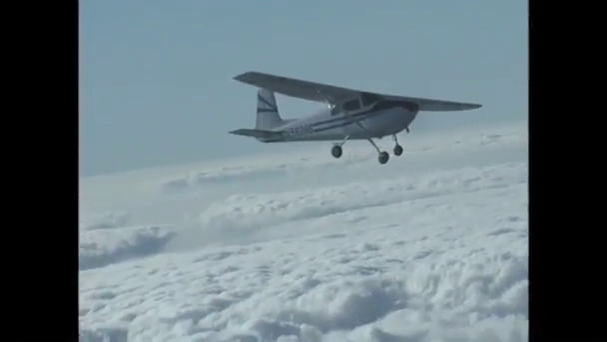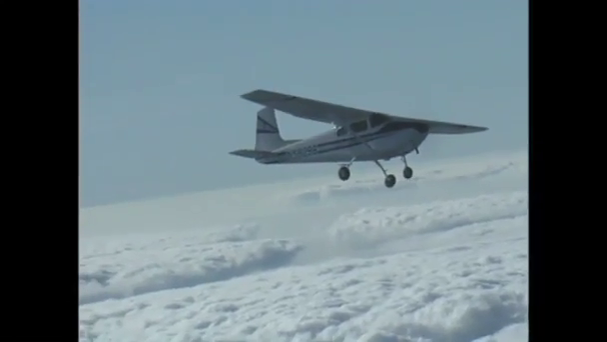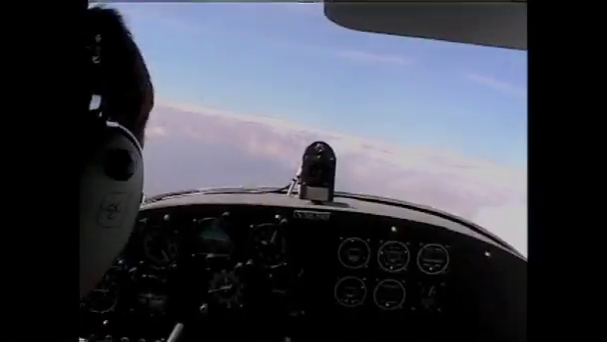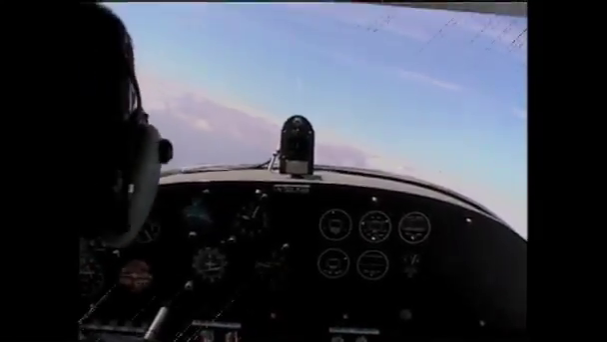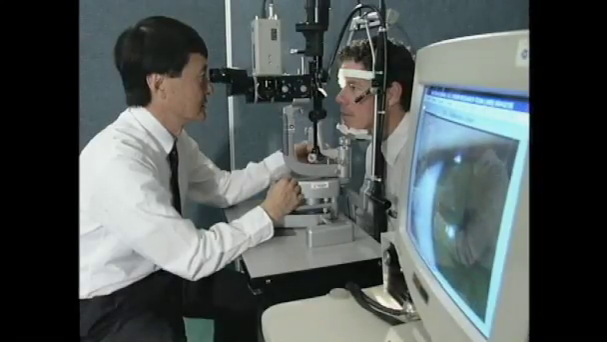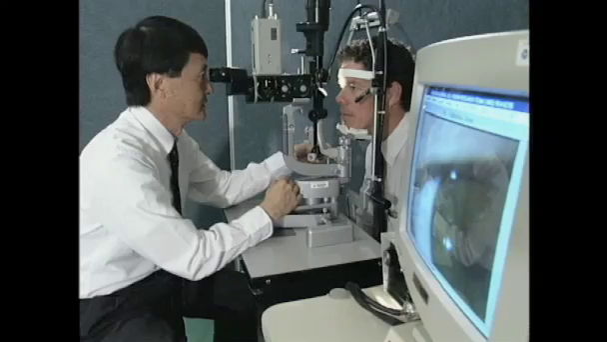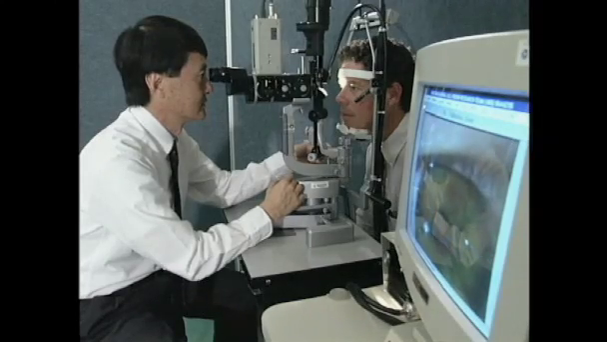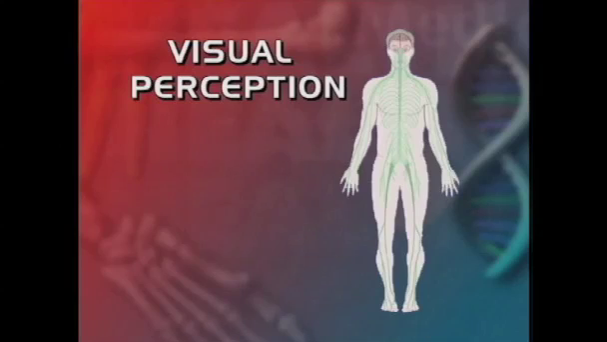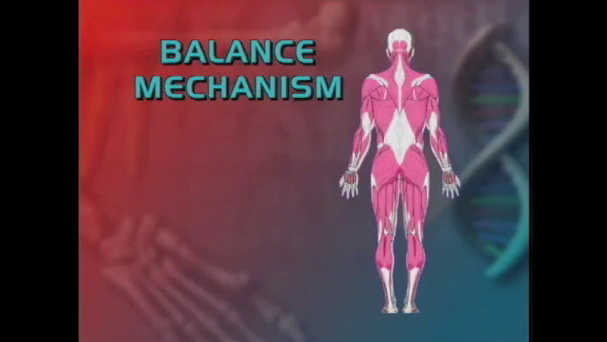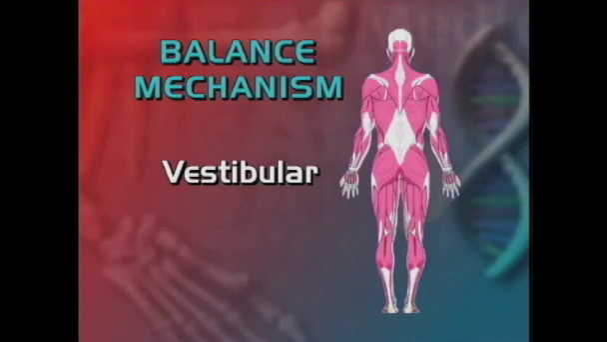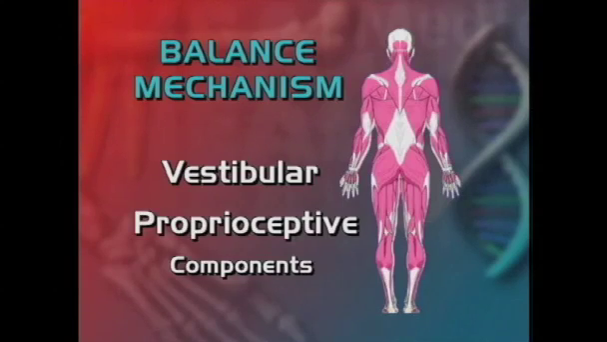Reviewing the module Vision in Aviation, To See or Not to See, will aid in your understanding of the concepts discussed in this module. Do you realize that even though you may have perfect vision, you may not be seeing the whole picture? Visual perception involves your eyes, brain, and balance mechanism. The balance mechanism and its vestibular and proprioceptive components were discussed in the first module on spatial disorientation.